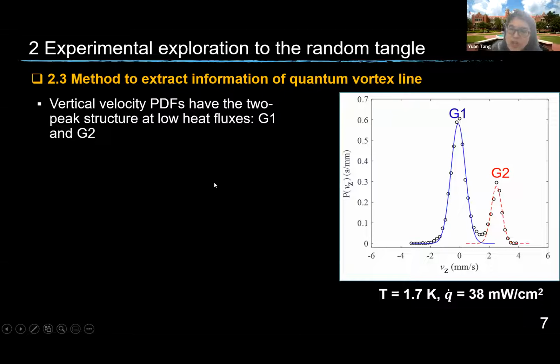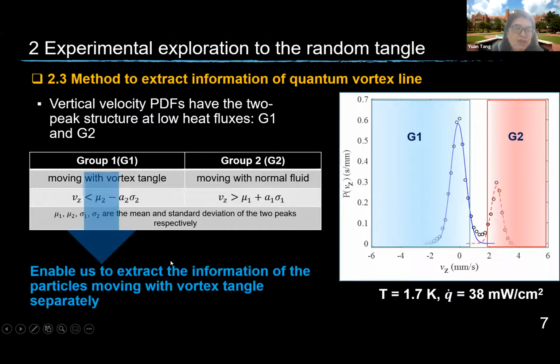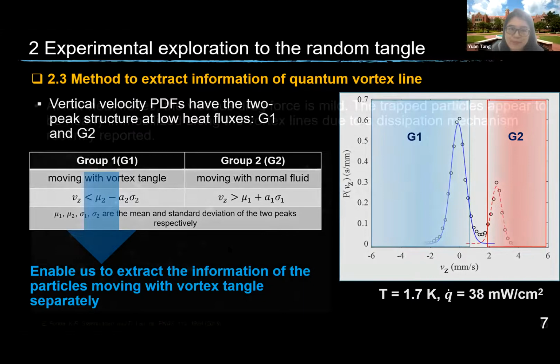In practice, to judge whether a particle belongs to the G1 or G2 group, we use the following algorithm. When the particle's instantaneous vertical velocity is smaller than this threshold, we consider this particle belong to the G1 group. When it is larger than this threshold, we consider this particle belong to the G2 group. The coefficients A1 and A2 here will be tuned to best distinguish those two groups of particles for each data set. This method enables us to extract the information of the particles moving with the vortex-tangle separately.